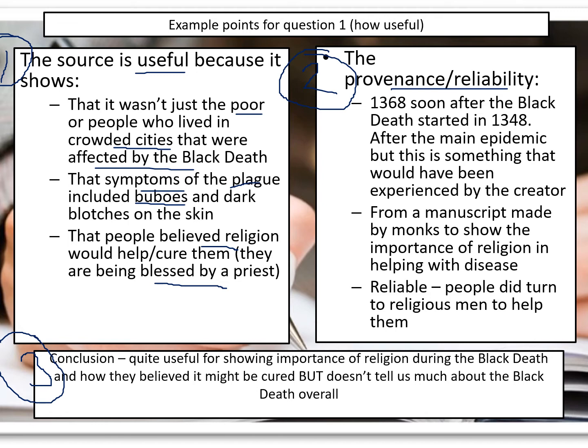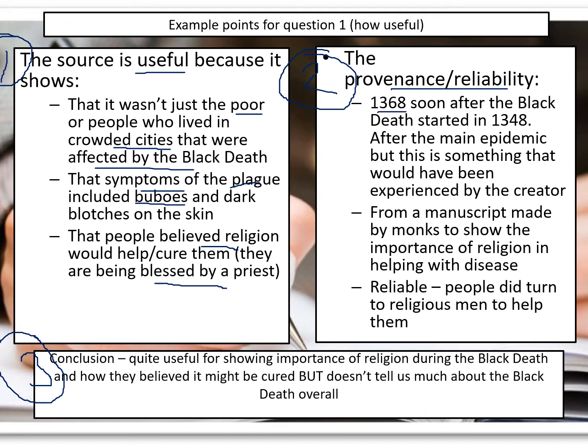Now, it's really important you discuss not only what a source shows you, but also why it's being produced, when it's being produced, and thinking about how that affects what it says. Provenance is really, really important, equally important as what the content is saying. So let's have a little look at some points that we could have used.